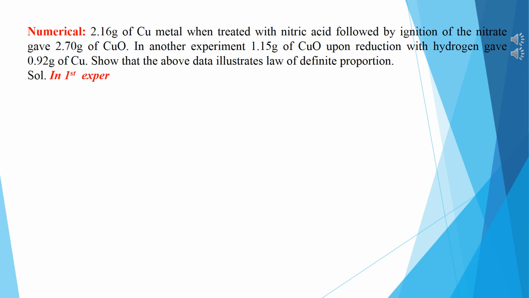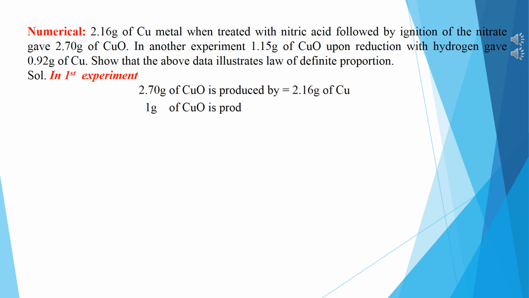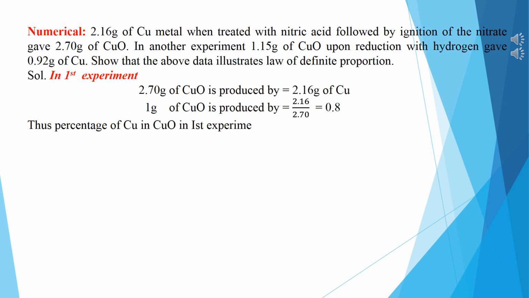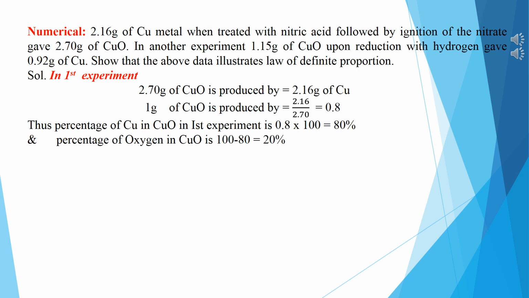So in the first experiment, 2.70 gram of copper oxide is produced by 2.16 gram of copper. So 1 gram of copper oxide is produced by how much copper? 2.16 divided by 2.70, that comes out to be 0.8. Thus the percentage of copper in copper oxide in the first experiment is 80%, and the percentage of oxygen in copper oxide is 100 minus 80, that is equal to 20%.